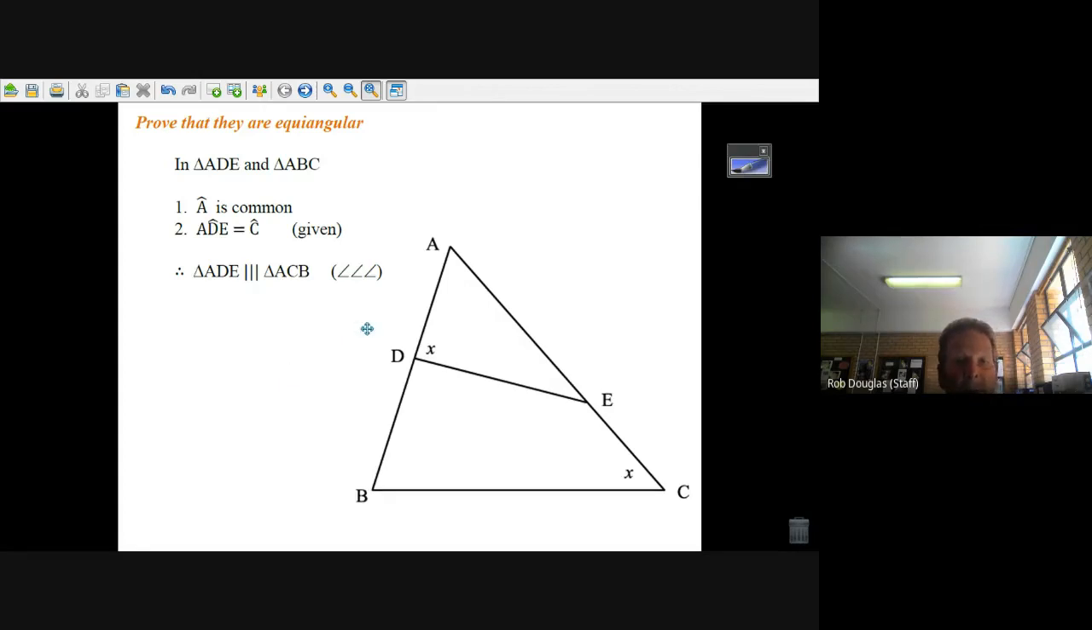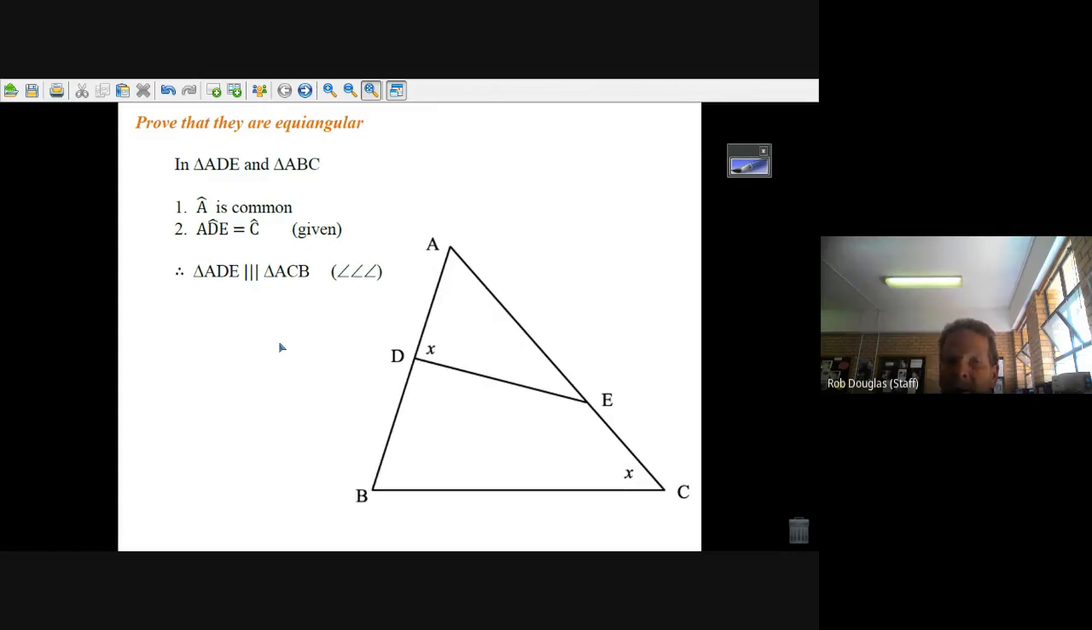Well, what you can do is look at angle A, in this triangle here, the ADE one, that little one, and the big one, ABC. A is an angle that they share. So you just write down angle A is common. That's your first step. Now, this angle where they wrote an X in the picture, that X is telling you that the angle ADE is equal to this angle C here. So you just write it down. Angle ADE is equal to angle C because in this picture it's given.